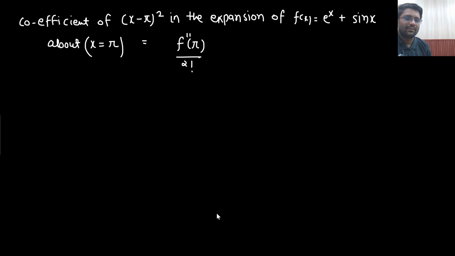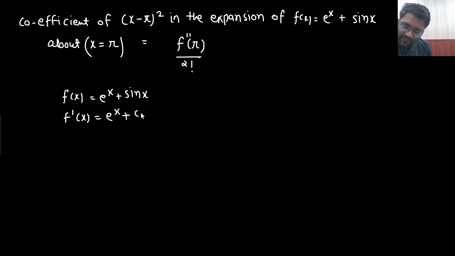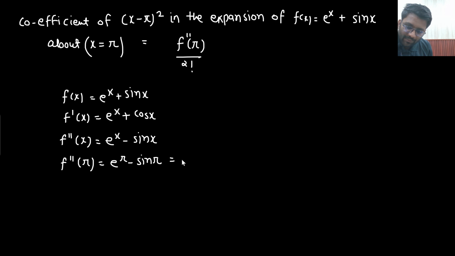That's it. Okay, so what is my f(x)? f(x) is nothing but e^x + sin x. So I need to differentiate it twice. The first differentiation will give me e^x + cos x, and then the second differentiation will give me e^x − sin x. I need to find the value at pi. So e^pi − sin pi will come out to be e^pi only.